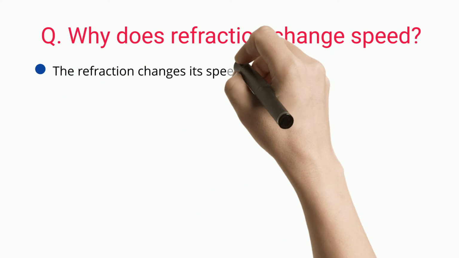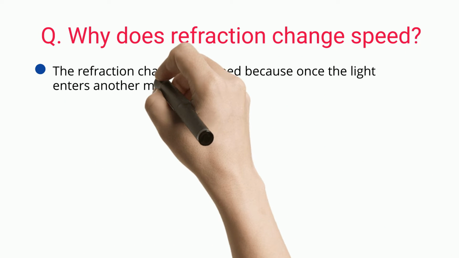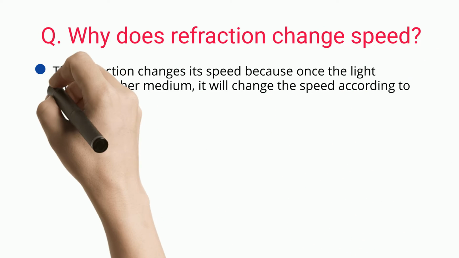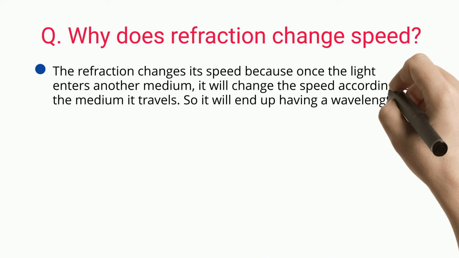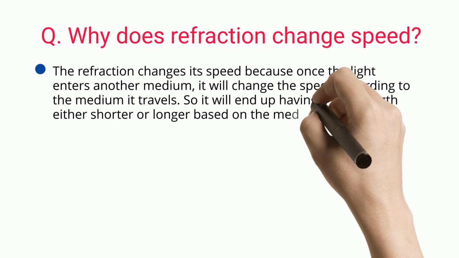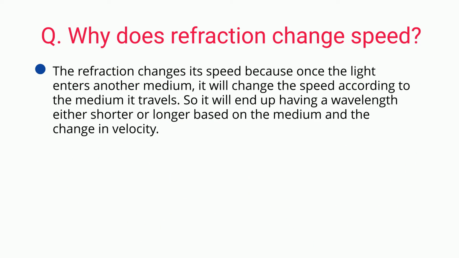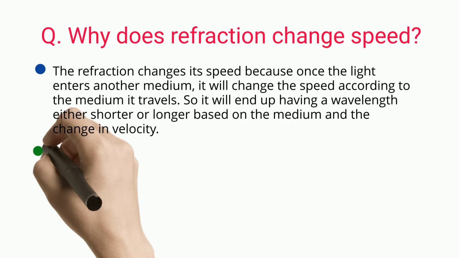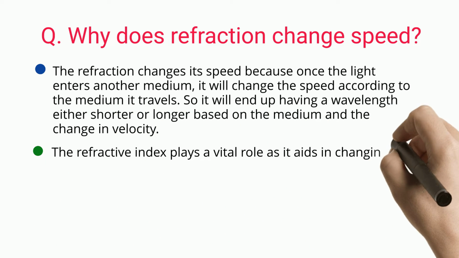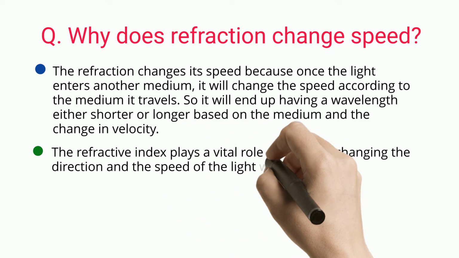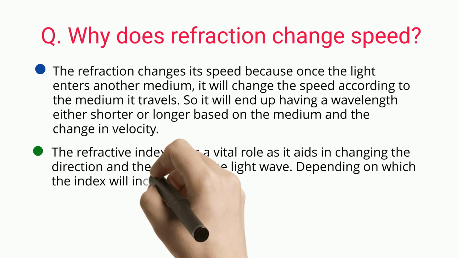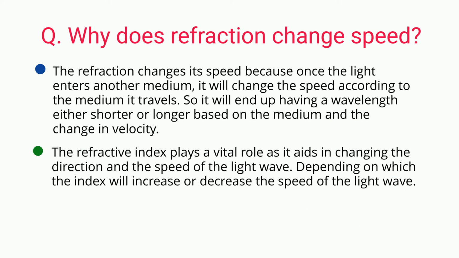The refraction changes its speed because once the light enters another medium, it will change the speed according to the medium it travels in. So it will end up having a wavelength either shorter or longer based on the medium and the change in velocity. The refractive index plays a vital role as it aids in changing the direction and the speed of the light wave. Depending on which, the index will increase or decrease the speed of the light wave.